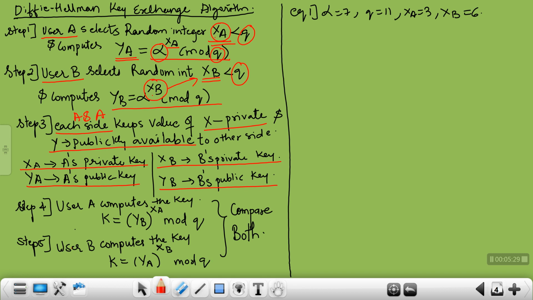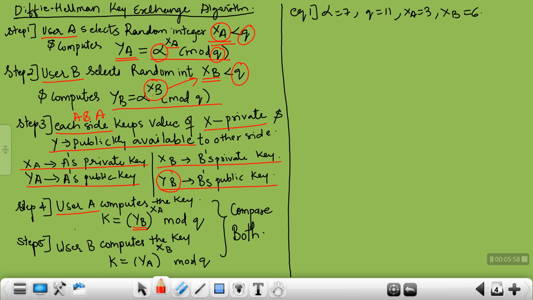So now how do I compute the key? User A will compute the key with a very simple formula. As I have shown you in the diagram, to compute the key he will use his own private key and the public key of B, that is YB, as I have written over here. Not his own public key, he will use the public key of user B. So don't get confused over here.